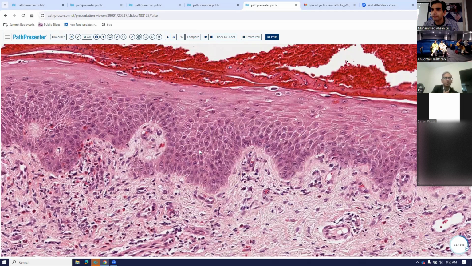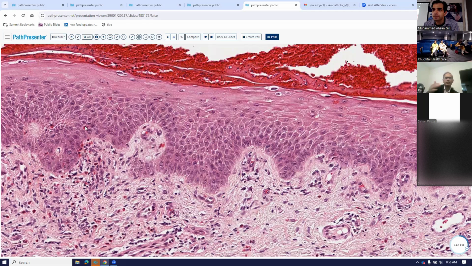We talked about exocytosis in spongiosis, where you see the lymphocytes going into the epidermis. So that was lymphocytic exocytosis. This is eosinophilic exocytosis. So if you see that, the one thing that you should always keep in your mind is this could be the early phase of bullous pemphigoid.